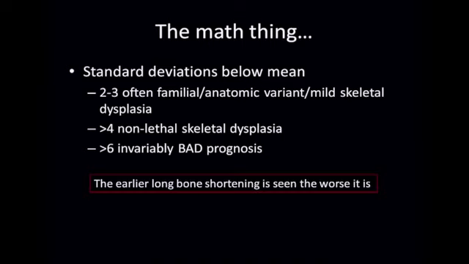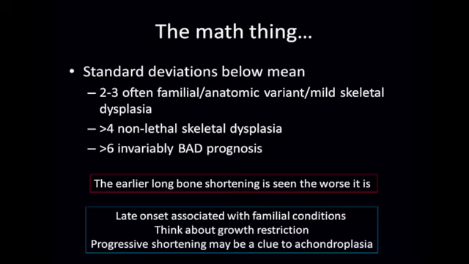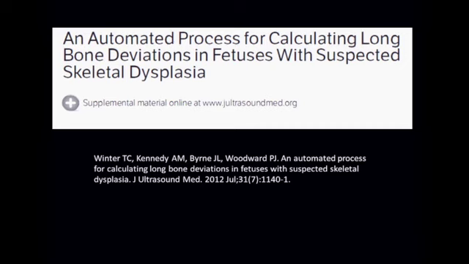And the earlier you see long bone shortening, the worse it is. I'm going to show you a case later where the long bone shortening only becomes apparent later in pregnancy. Also, there's a lot of information coming out now about femur length and growth restriction. And if you see short bones at a standard second trimester scan, you can bring that patient back and see what's happening, and are the bones getting progressively shorter, or are they staying about 2 to 3 standard deviations below the mean consistently. And progressive shortening can be a clue to achondroplasia.